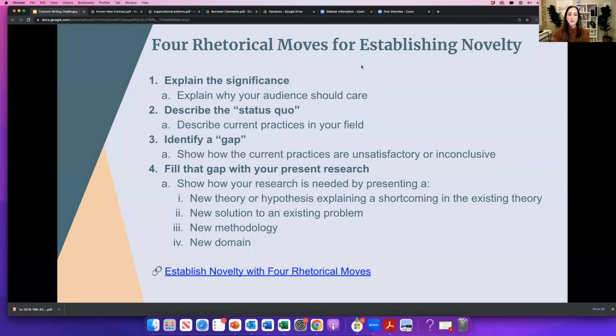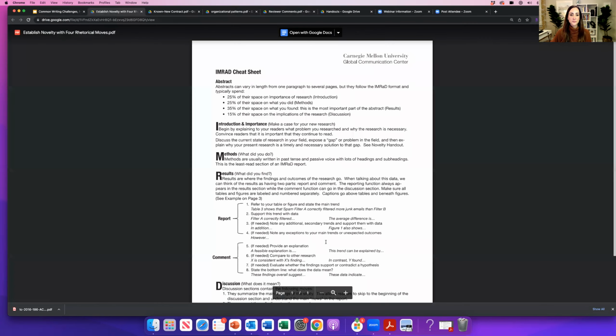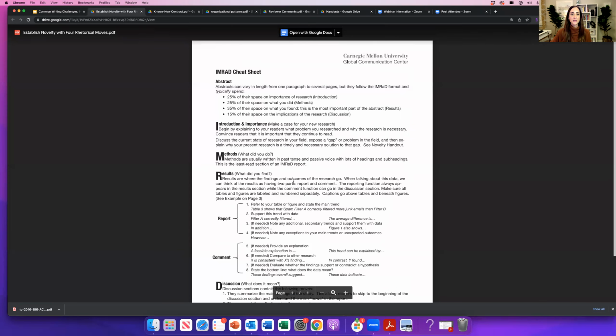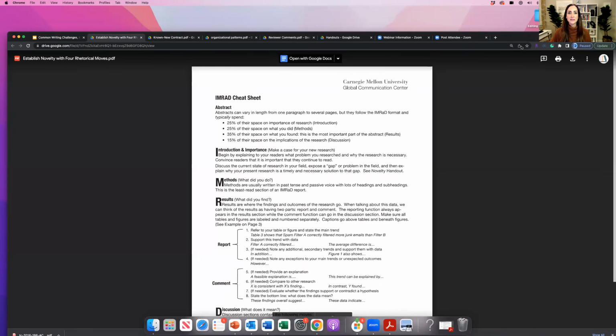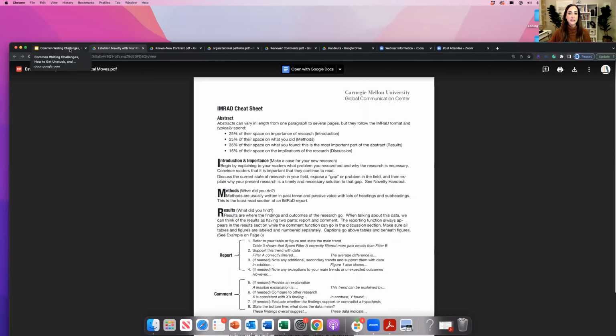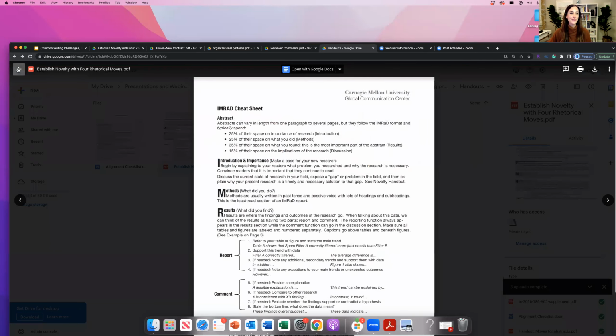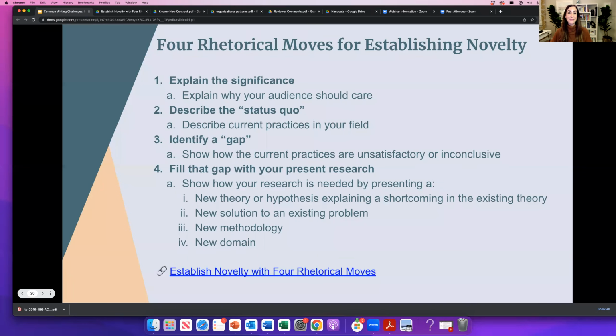There are a couple of ways to do that. You could present a new theory or hypothesis, a new solution, a new methodology, or a new domain. These are 4 things that you need to make sure you're doing in order to establish novelty. And this handout, which I'll click on, gives you a little more information here. I think it's really helpful. Oh, this is the wrong document. This is the abstract. I'll make sure I get you the correct one. The one for establishing novelty even has examples of each of these sections of writing, and I think it's really useful.